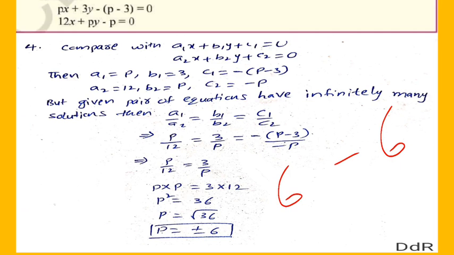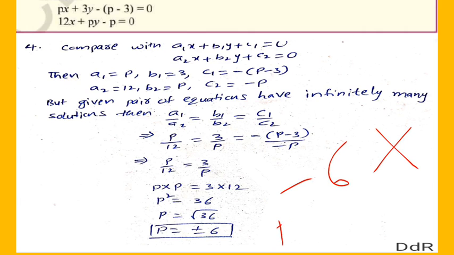So two answers are possible for any square root. But in the question it says, for what positive value. For what positive p value do the given two linear equations have infinitely many solutions? That is why you can ignore minus 6. So our required answer is p equals 6.